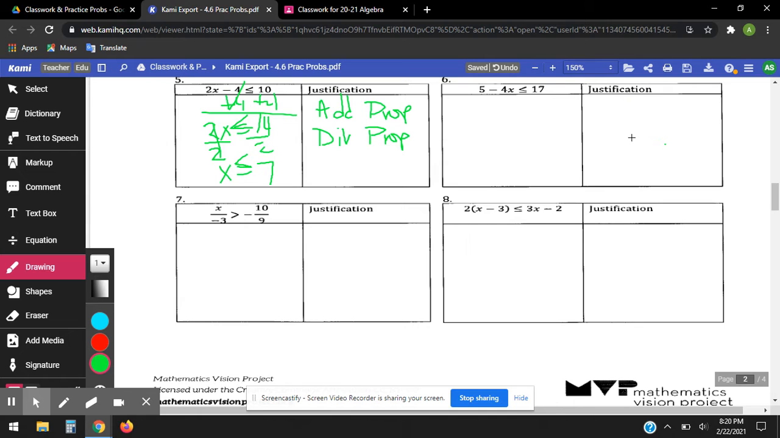So from here, I want to get rid of a divide by -3. So I need to times by -3 over 1. So that's a multiplication property. Those cancel. X, because I multiplied by a negative, I need to switch my sign. 10 times a -3 is -30 divided by 9. I can actually simplify that and divide both of those by 3. So x is less than -10 thirds. Okay, I said I'll leave the other side for you guys.